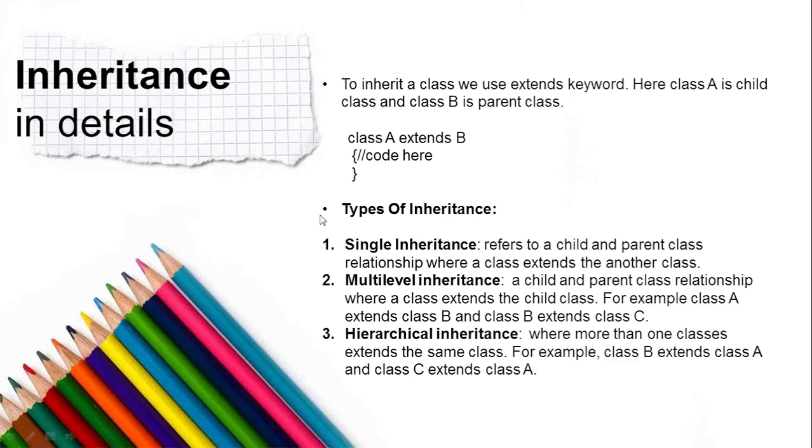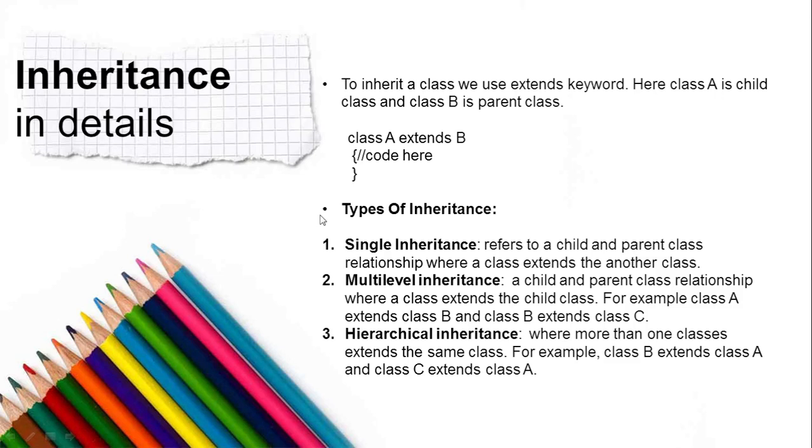Single inheritance is where a child and parent class have a single relation, that is, a single child inherits a single class. It is a single inheritance. Multi-level inheritance is where there are levels. Suppose class A inherits class B and class B inherits class C. So a level is available. Are you clear, right?